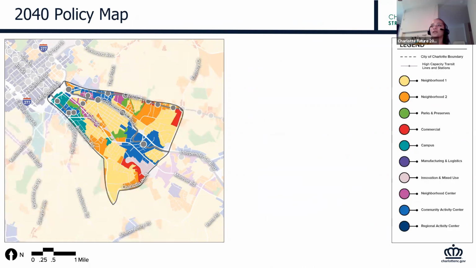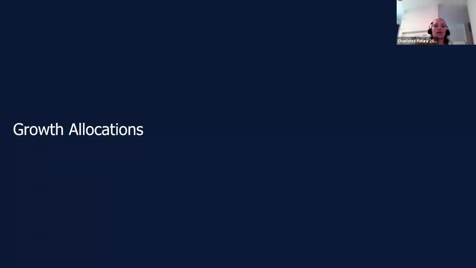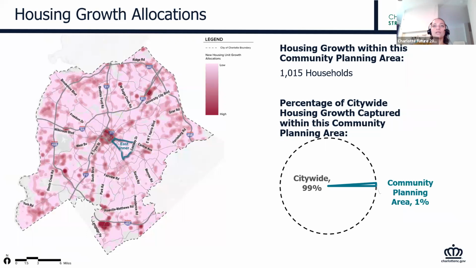So again, we saw this before, but this is the draft policy map for this geography. And we'll look at growth allocations really quickly before getting into the interactive portion of the presentation. So growth allocations, the city is projected to grow by almost 150,000 housing units in 2040. You can see that for this geography, of those 150,000 housing units, just over 1,000 are projected to be included in this area. And that only makes up about 1% of the city's growth projection overall.